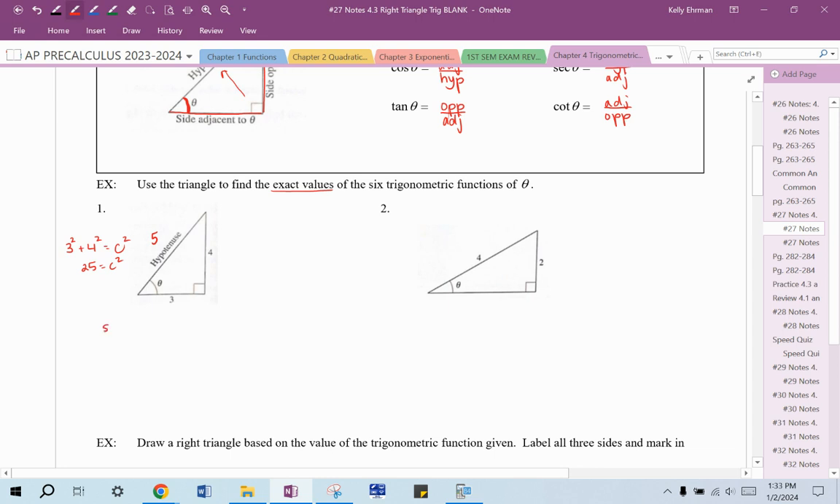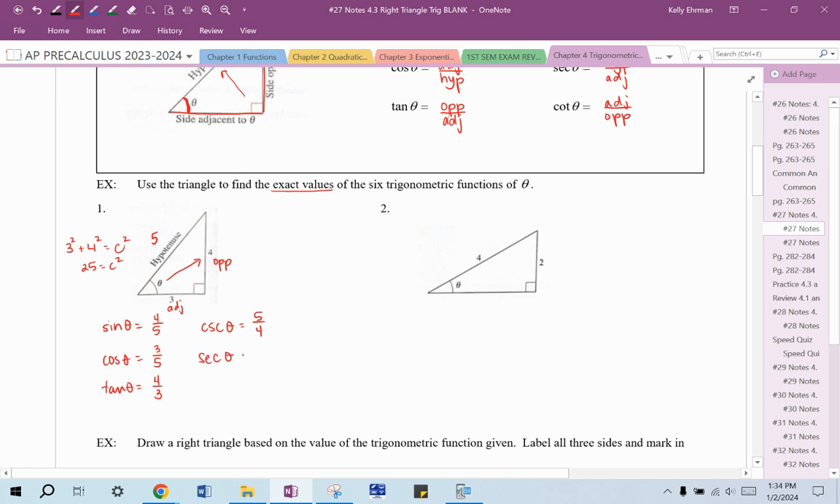Okay, so to begin, I'm going to write sine theta equals, and 4 is the opposite leg of theta, 3 is the adjacent leg, and 5 is the hypotenuse. So sine of theta is 4 over 5. Cosine of theta is 3 over 5. And tangent theta is 4 over 3. Now the reciprocals, you just have to remember which goes with which. So cosecant is the reciprocal of sine, so it's 5 over 4.